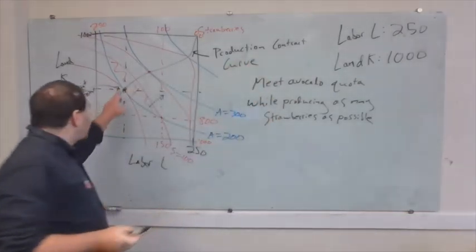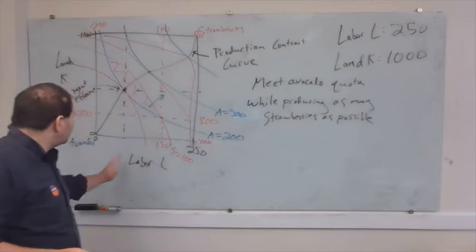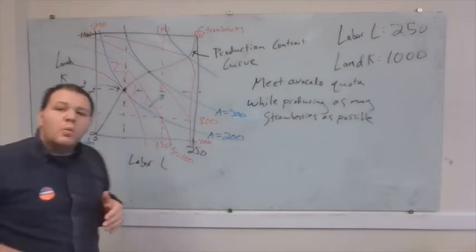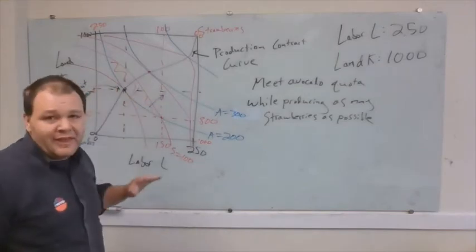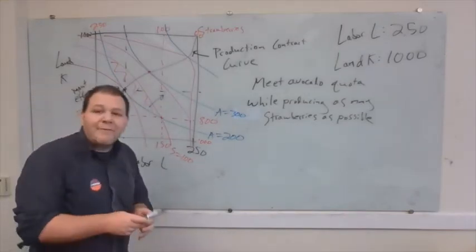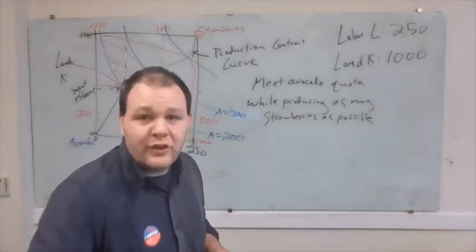Right? Where our production contract curve is essentially telling us all of the combinations of labor and capital where there's no alternative arrangement that would produce more of everything, right? So it's a curve going through every single input efficient allocation of inputs to industries.